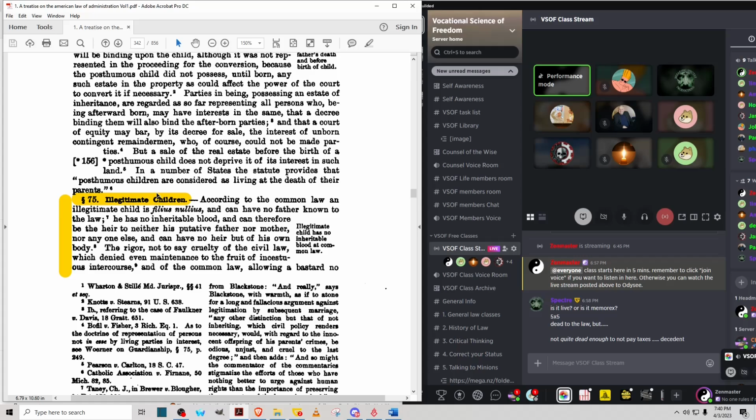But then that other part right there is very interesting. That last little part right here, it says, but to no one else, and can have no heir but of his own body. Okay, so right there, it shows that you can be an heir of your own body because it states it right there, right? And that's exactly what we are doing. We are saying, look, we are the heir of our own body.